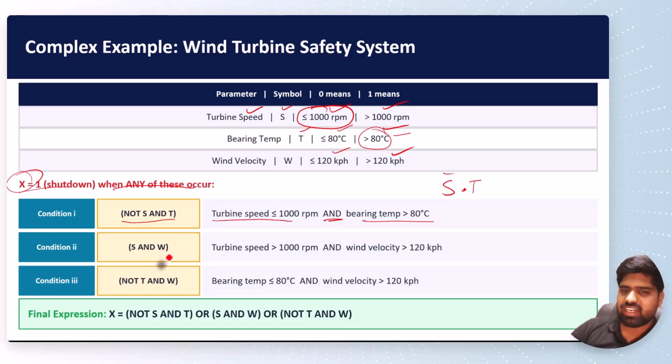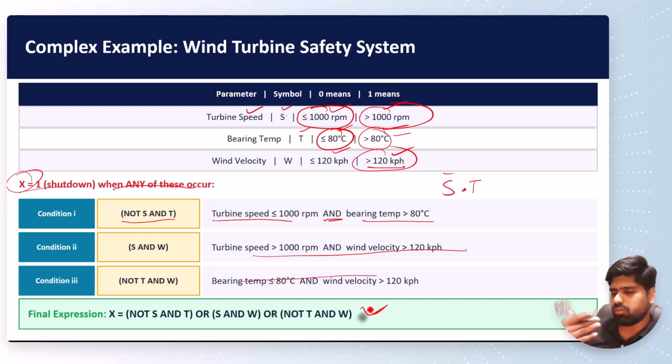S and W are very simple. S is 1, so it's greater than 1000, and W is greater than 120, so they have just mentioned it over here as well. The next one is NOT T and W. NOT T will be this one, because it's a 0, and W is again greater than 120, so that's how you'll get it. And the final expression will look something like this. If you're able to make it, then from here you can make the expression, the truth table, and the circuit diagram. So everything will work out from here.